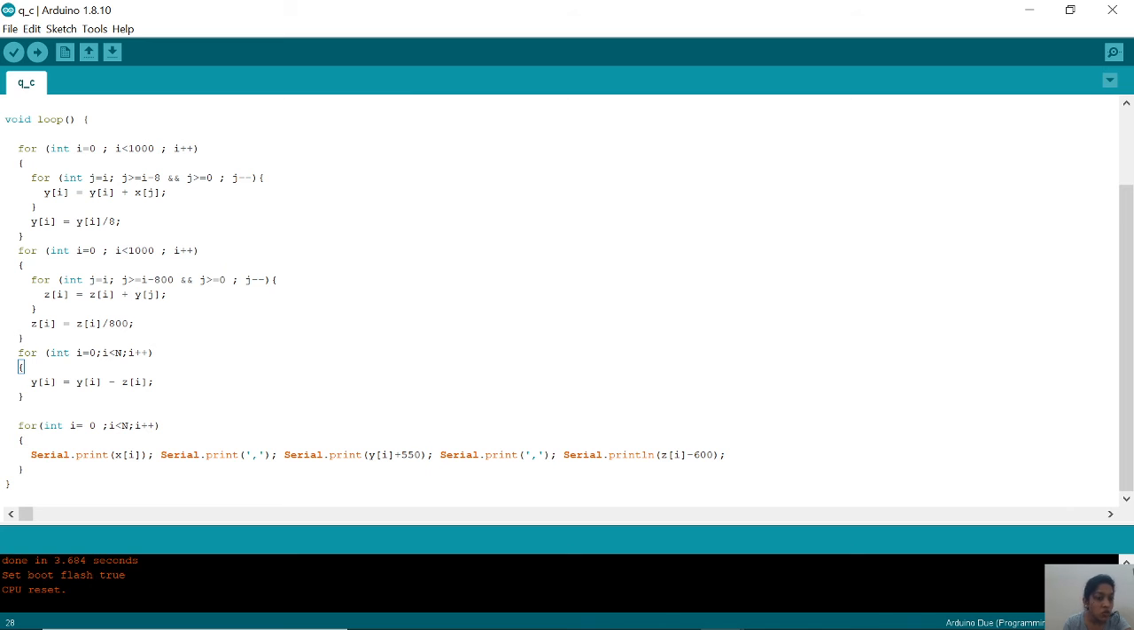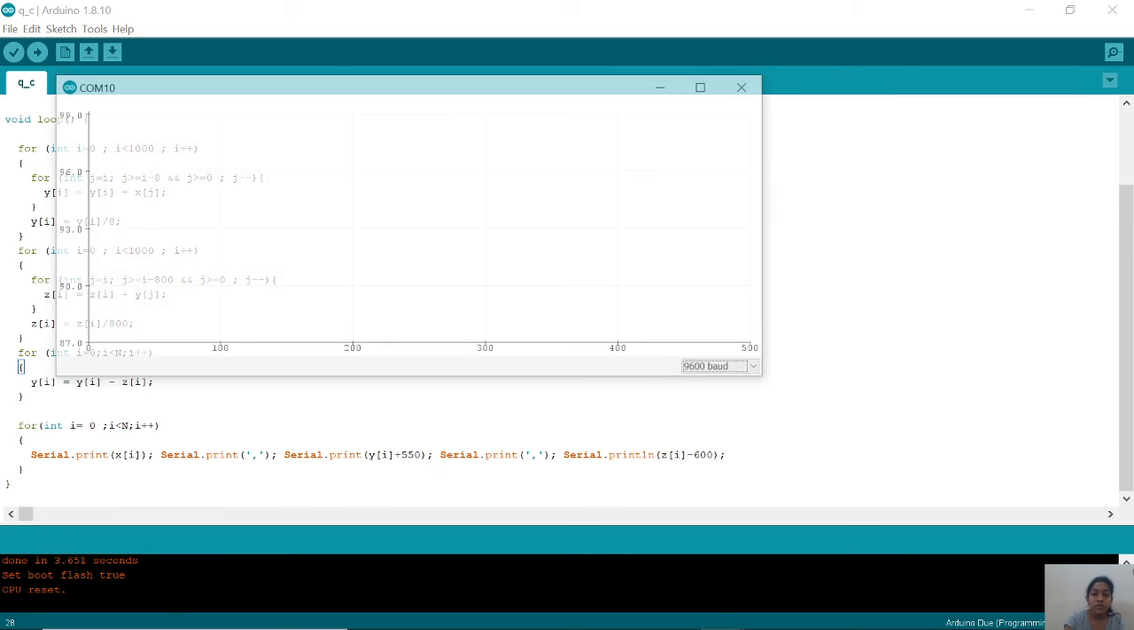We will be running a third loop where we get the output by subtracting z of i from y of i. When we compile this code, it removes all the low frequency components. Here we are printing x of i, that is the original input signal, y of i, that is the final output signal after removing the baseline wandering, and z of i, that is the signal obtained by taking the moving average with a window of 800.